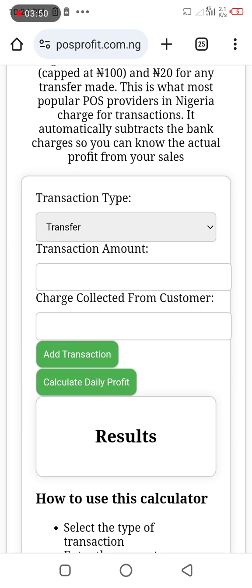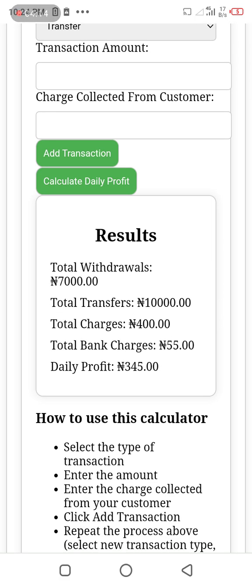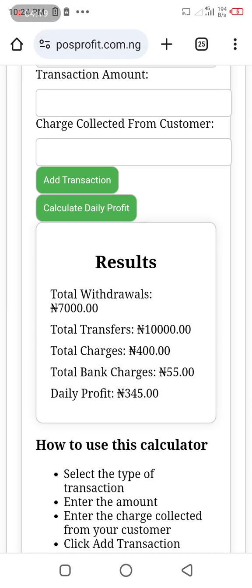So you have put everything, the amount of the transactions and the amount of the charge you collected from your customer. Now after adding the last transaction, you click calculate daily profits. It will calculate and give you the answer. So in the results, it is going to show you the total withdrawal you did that day. This is 3,000 naira here, 7,000 naira here.